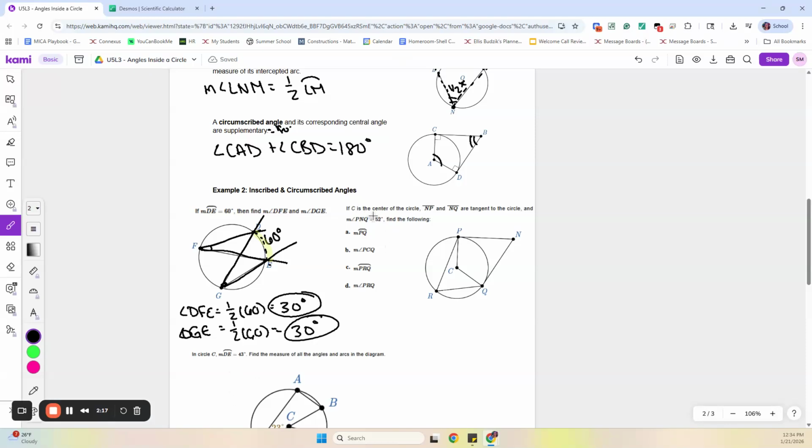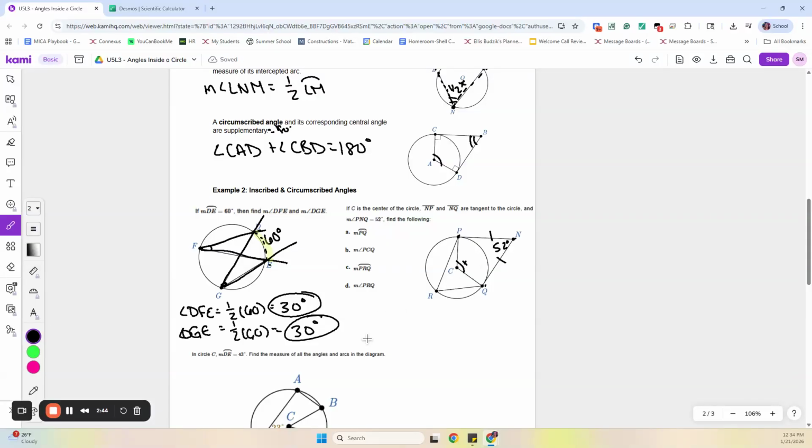Next one, it says if C is the center of the circle, NP and NQ are tangent lines, which means they're going to be equal to each other. And PNQ is 52 degrees. So PNQ is 52 degrees over here. Find PQ. Well, in order to find PQ, I need the central angle first. So what I'm going to do, I know the central angle plus that 52 is going to equal 180.